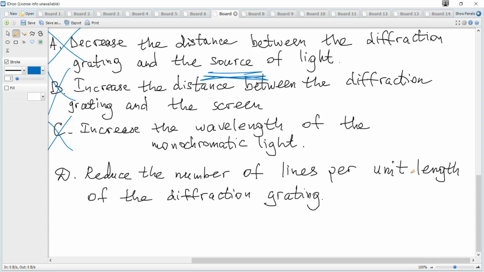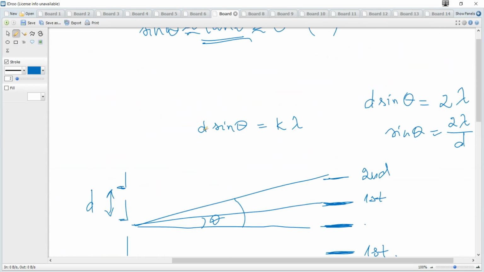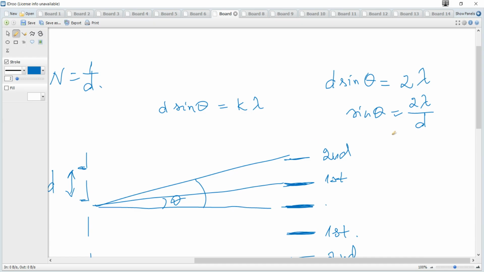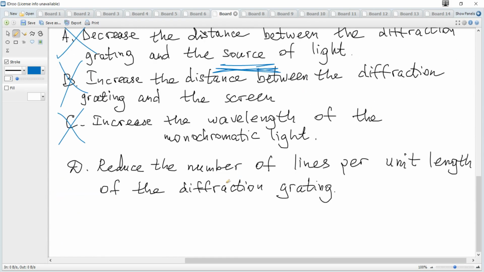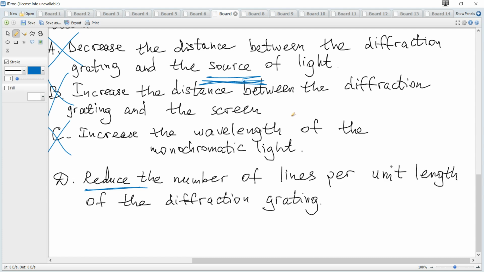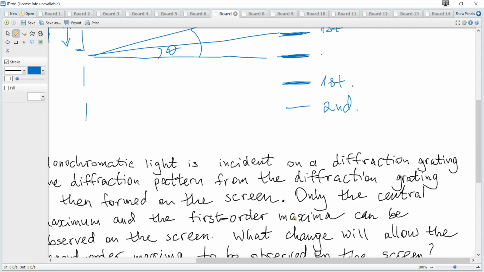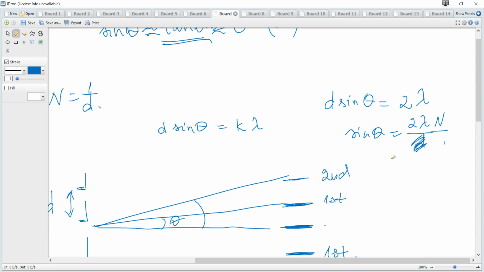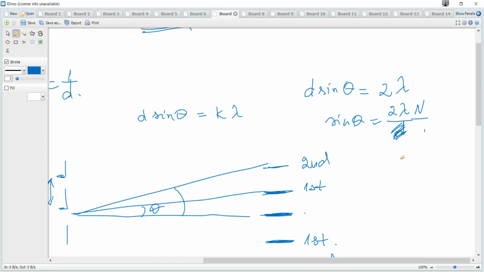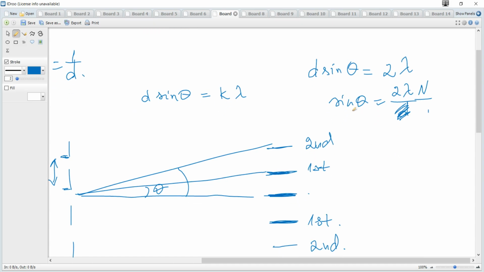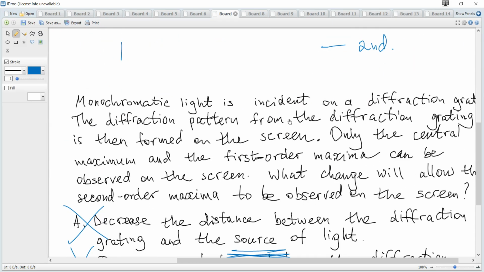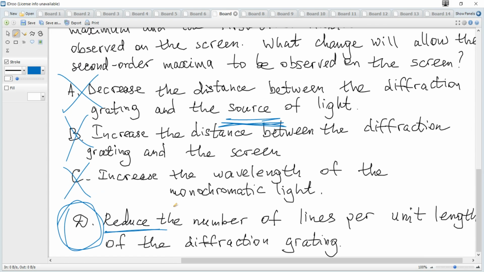Reduce the number of lines per unit length. The number of lines n is 1 over d. So d is 1 over n, and it becomes 2 lambda n. And if we reduce the number of lines per unit length, if we reduce n, sine, which is now greater than 1, will also reduce and be less than 1, and there will be a solution for theta, so that there is such a theta which corresponds to the second maxima. So D is correct. And that's all for this question.